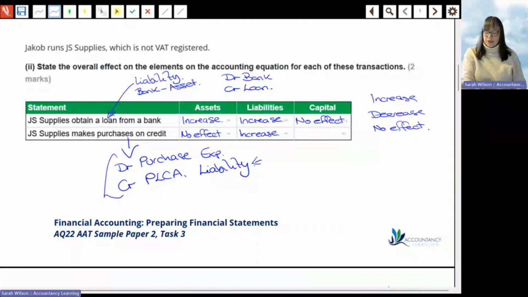And then capital. So does this affect our capital? And the answer is it's going to decrease our capital because the purchases are going to affect our profit figure. So these expenses here will reduce our profit. So therefore it's going to reduce capital.